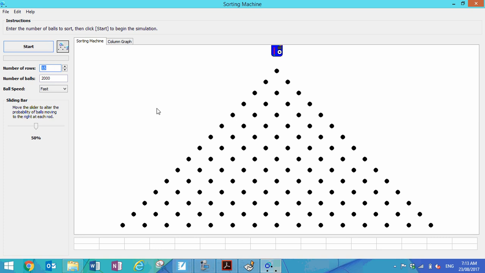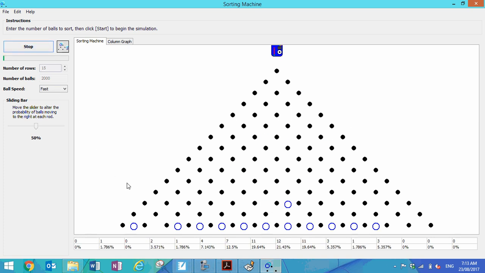If we've got 15 rows, then how many of these cells are along here? Question. Hopefully you come out with 16, because we'll have 0, 1, 2, 3, 4, up to 15. So that could be like no heads, 1 head, up to 15 heads. All right, so let's start this. Off it goes.